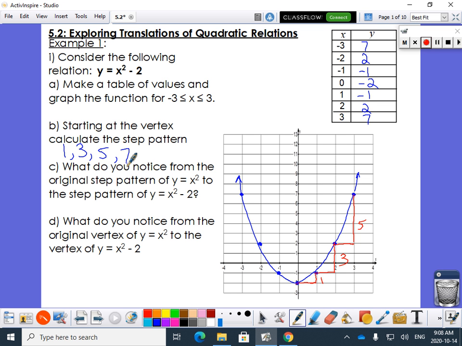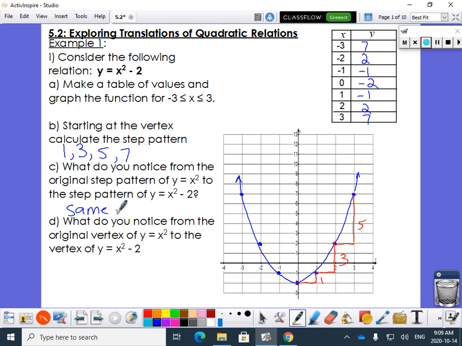Because we don't have a number greater than 1 in the A spot, with the A value, right? This is a 1 here. So we know that when that's a 1, that's our basic step pattern. If it was a 2, then we would have 1 times 2, 3 times 2, 5 times 2, right? So that makes sense to us. So what do you notice from the original step pattern of y equals x squared to the step pattern of y equals x squared minus 2? So I pretty much just said that. It's the same.